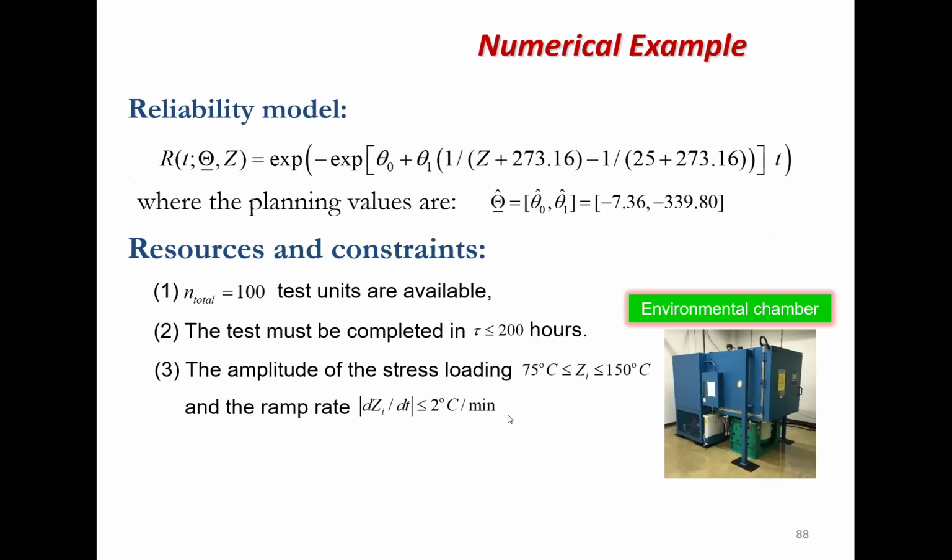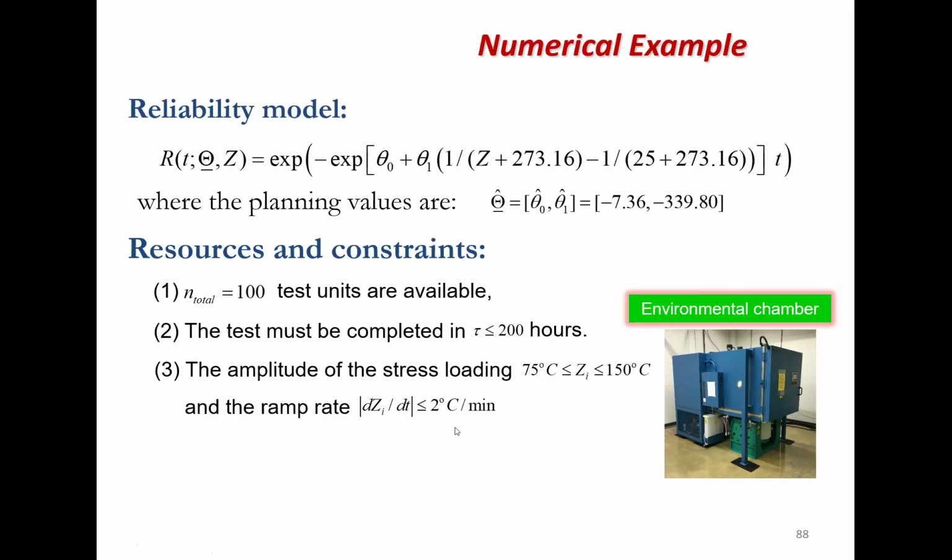If you consider a reliability model like this, and you have planning values for the parameters, our resources and constraints are the following. We want to test 100 test units, and the test must be completed within 200 hours. The equipment's temperature should go within 75 degrees Celsius and 150 degrees Celsius, so that we can accelerate the test. And also the ramp rate of the equipment cannot go beyond 2 degrees Celsius per minute, because the capability of the test equipment is limited.